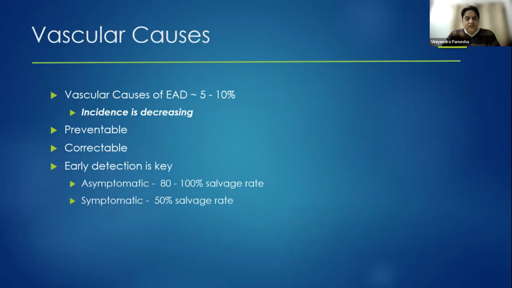Then vascular causes are preventable and correctable causes. The important thing about vascular causes is that if you pick them up early at the asymptomatic stage, there will be an 80 to 100% salvage rate. If the patient is symptomatic because of a vascular cause, then the graft salvage rate comes down to 50%. That applies to hepatic artery, PVT, and outflow problems as well. So you need to detect early at an asymptomatic stage, and that's why routine Doppler, maybe twice a day for the first week, is important in the live donor setting.